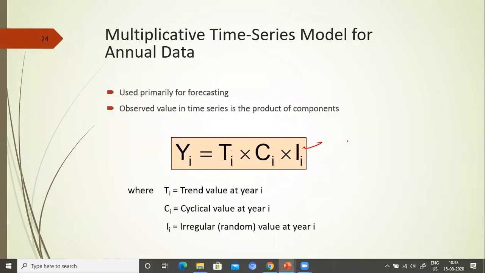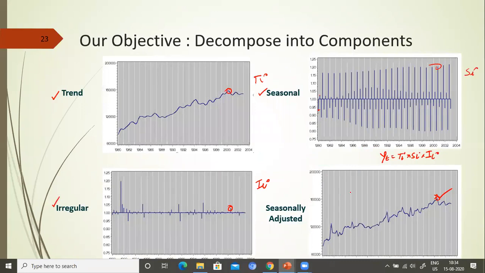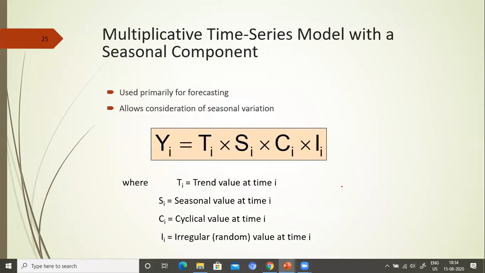So an additive format will be TI plus CI plus SI plus irregular component. So the example here is not an additive, it's mostly multiplicative.